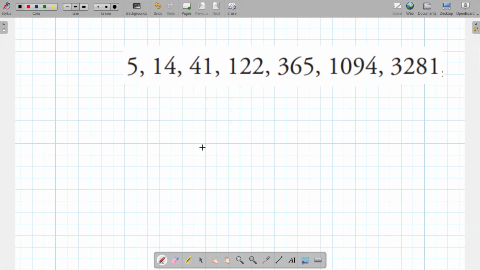Could this be geometric? For it to be geometric, the ratios, right? These, the next term over the previous term, all have to be the same. This is 2.8. Is that 2.8? I don't think so. Let's try it. 41 divided by 14 is 2.92. 122 divided by 41 is going to be 2.97. It's approaching 3, but it's not consistent. The R is not consistent. So this is not a geometric sequence either.